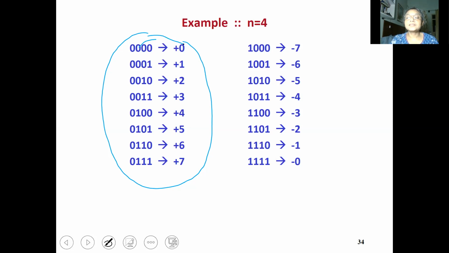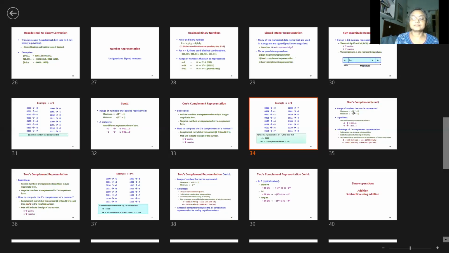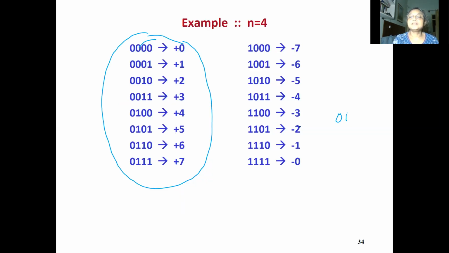So suppose we want to represent minus 7. The plus 7 is represented as 0, 1, 1, 1. And therefore, minus 7 will be represented as 1, 0, 0, 0.